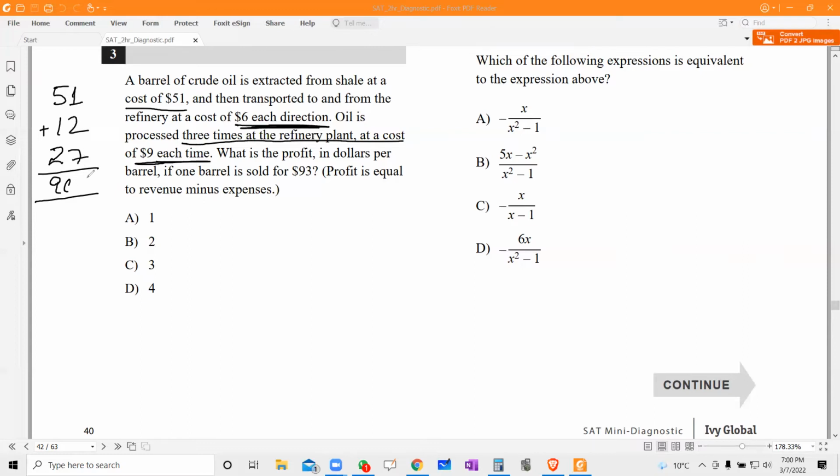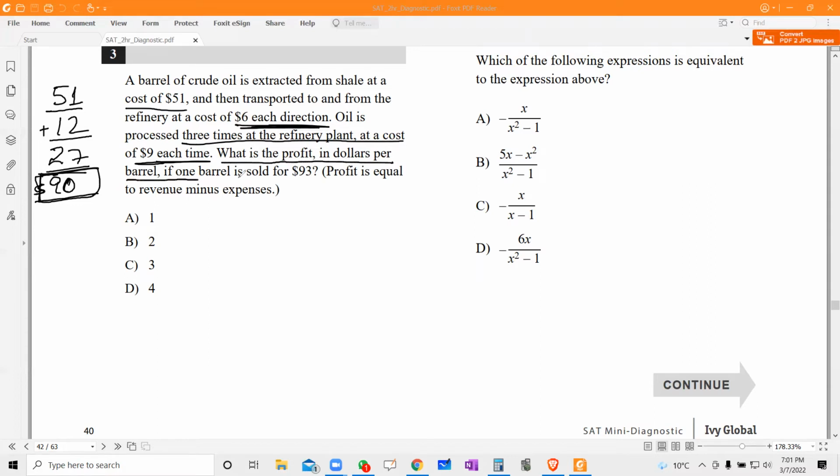7, 8, 9, 10. It'll be 0, 5, 1, 6, 5, 6, 7, 8, 9. It's $90, right? Yeah, it is 90. 51 plus 12 plus 27, and that's $90, isn't it? Yeah. Okay, now let's move to the question.